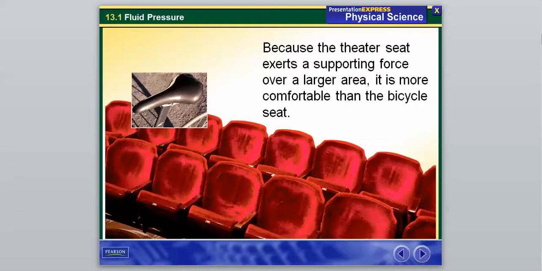It says because the theater seat exerts a supporting force over a larger area, it is more comfortable than the bicycle seat. So I think if we all had the choice to watch a movie sitting in either a theater seat or a bicycle seat, we would all choose the theater seat, and it has solely to do with pressure. The theater seat is larger, so that means it's a bigger area, so the force is more spread out rather than just being concentrated into that one area, so that's going to result in less pressure.